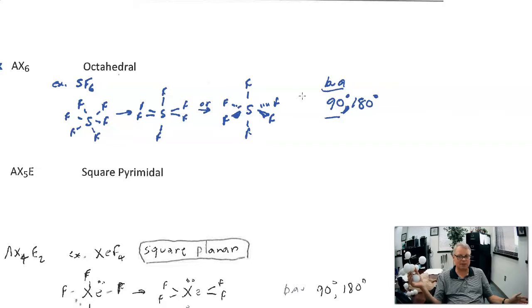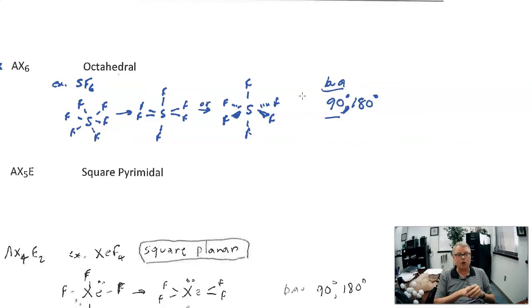Make sense? So, AX2 linear, AX3 trigonal planar, bond angles of 180 and 120 respectively. AX4 tetrahedral, bond angle 109.5. AX5 trigonal bipyramidal, bond angles of 90, 120, and 180. And then AX6 octahedral, bond angles of 90 and 180. Those are the five main shapes, and that's where you need to start.